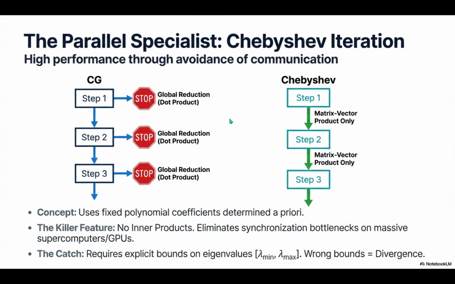Sync up, share their numbers, agree on the sum, and only then can they move on. It's a massive red light at every single intersection. We call it a global reduction, a traffic jam. A global traffic jam. It completely destroys performance on these massive machines.